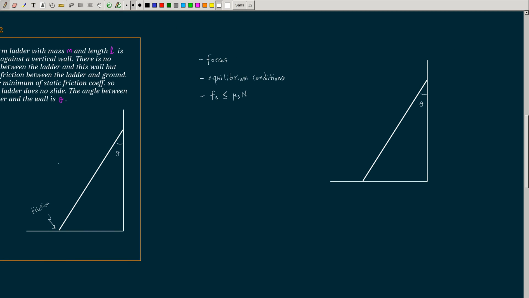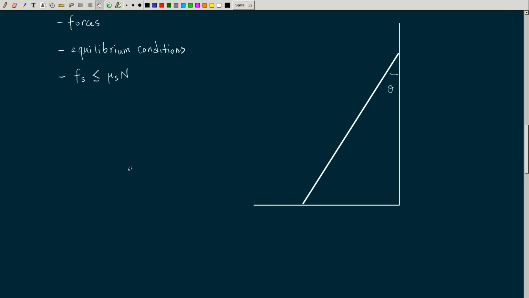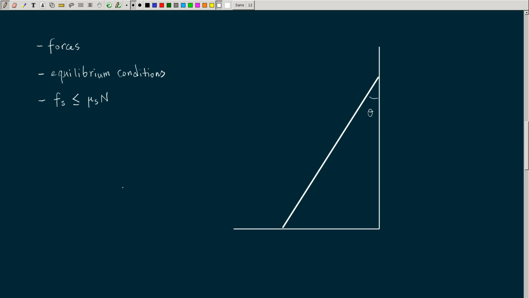So the first thing, let me zoom in again. The first thing we should talk about is the forces. What are the forces acting on this ladder here? How does this ladder interact with the universe around it, basically? Okay, the first thing is the earth.